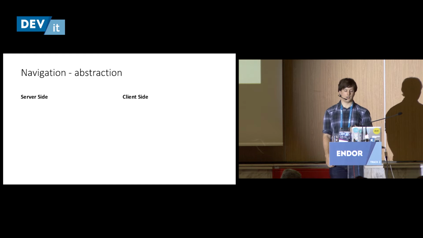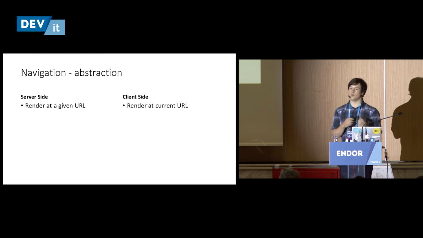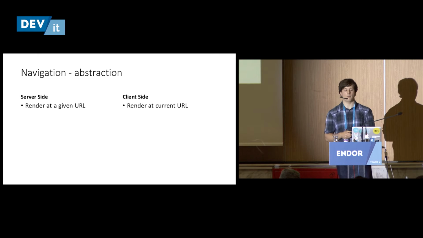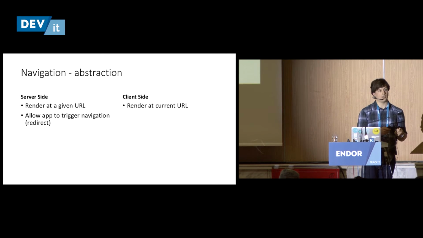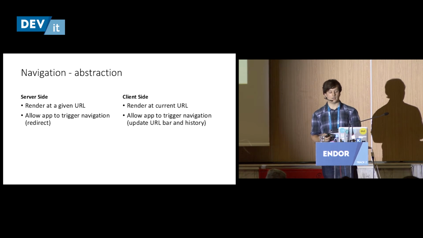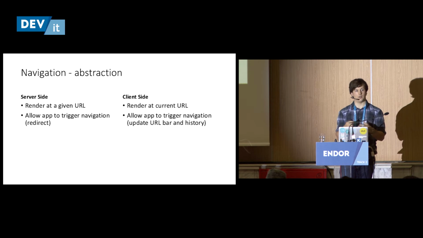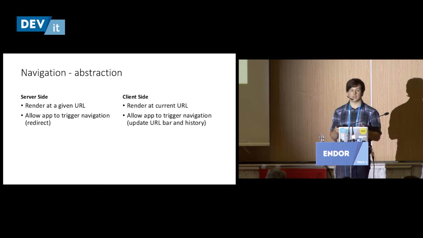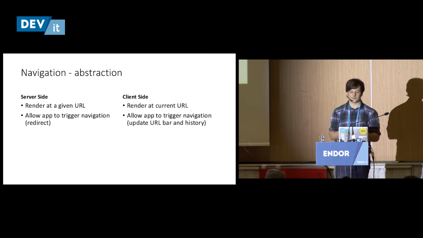So on the server side, we render at some given URL once. We're given a URL and we render at it. On the client side, we render at the current URL, but that changes over time. On the server side, we're allowing the app to trigger navigation, which we represent as a redirect. On the client side, we allow the app to trigger navigation, and we represent that by updating the URL bar and the history via the pushState APIs. But in this case, navigation could be triggered by link clicks, button clicks, that sort of thing.